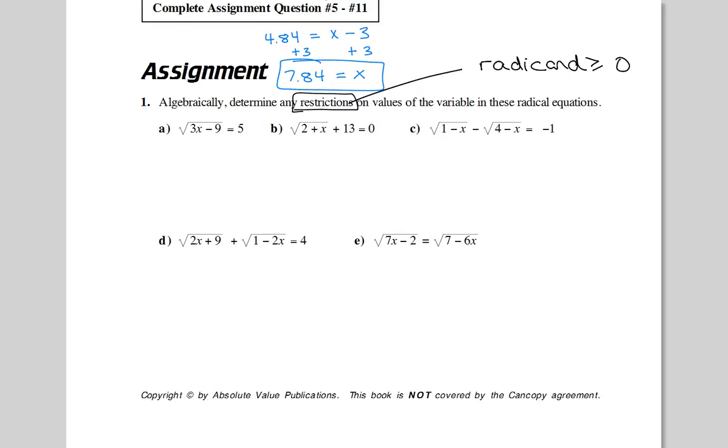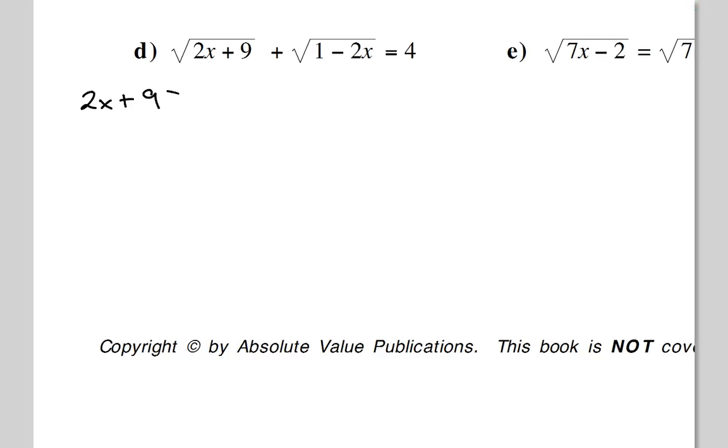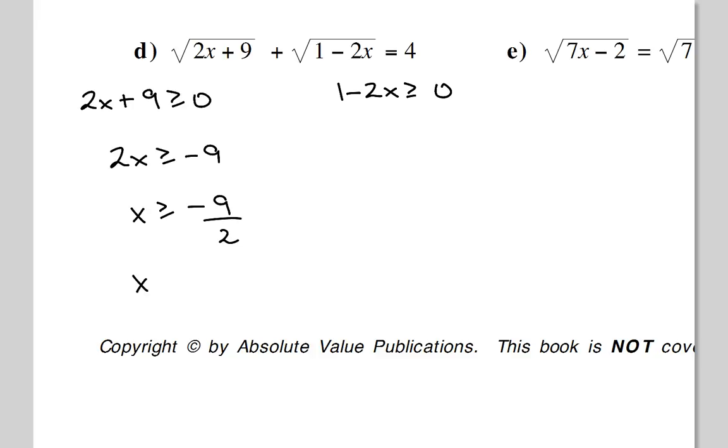Okay, let's do 1D. What's the restrictions on this equation? The radicands have to be greater or equal to 0. So do both of them separately. First one, it's just like a regular equation. Move the 9 over, and then divide, so you get negative 9/2. If you want, put that in decimal so you're more comfortable, if that's something you need.